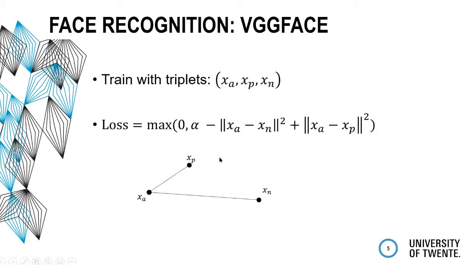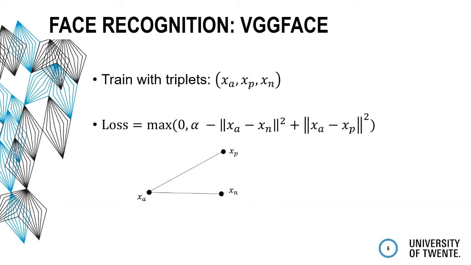To intuitively understand what this loss function means, you look at the distance between the anchor and the negative, so the two photos of two different people, and you take the distance squared. You look at the difference between the distance squared of the anchor and the negative, and the distance squared of the anchor and the positive. And you want the difference between these two values to be at least alpha. If this criterion is fulfilled, then the maximum of 0 and this particular value is 0, so your loss function becomes 0.